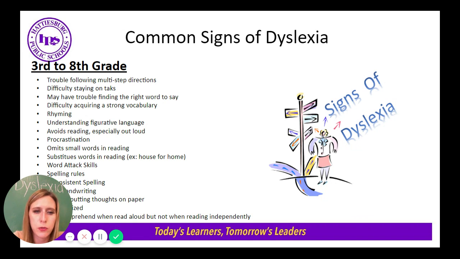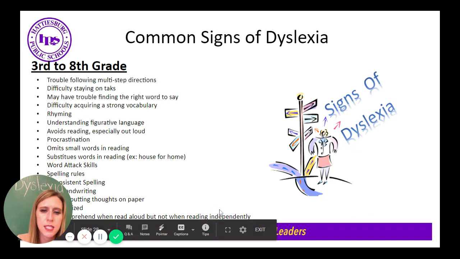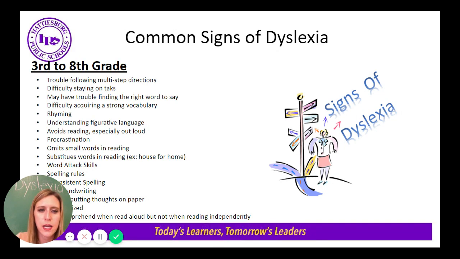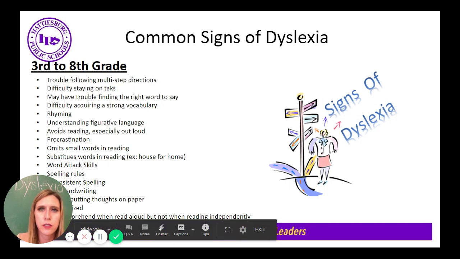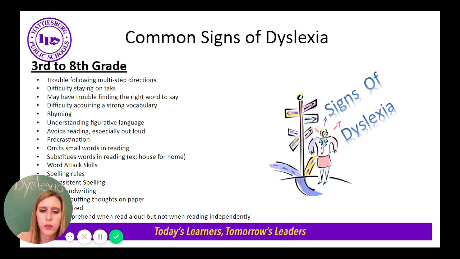Spelling rules, they're unable to remember those. They have inconsistent spelling. This means sometimes they know it, sometimes they don't. They have poor handwriting. They have difficulty putting words or thoughts onto paper in written expression. They tend to be unorganized, and they tend to have poor comprehension when reading aloud. But when you ask them verbally, they can easily tell you exactly what happened in a story, or retell a reading passage if it was read aloud to them, or if they were reading silently to themselves.